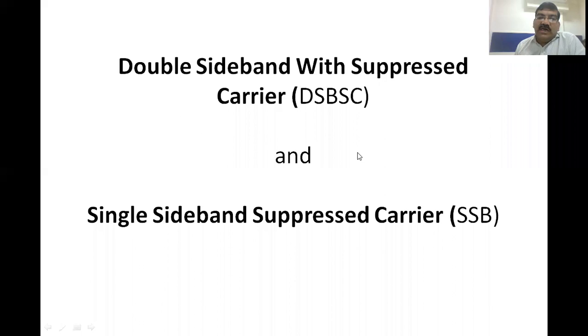As we know that there are two sidebands in the amplitude modulation, that is the carrier frequency plus modulating frequency, FC plus FM, and FC minus FM. So based on that, you can transmit with full carrier, you can transmit without carrier, or you can transmit only one sideband, because information is there in one sideband. The same information is there in the lower or the higher sideband. So this is today's discussion topic.